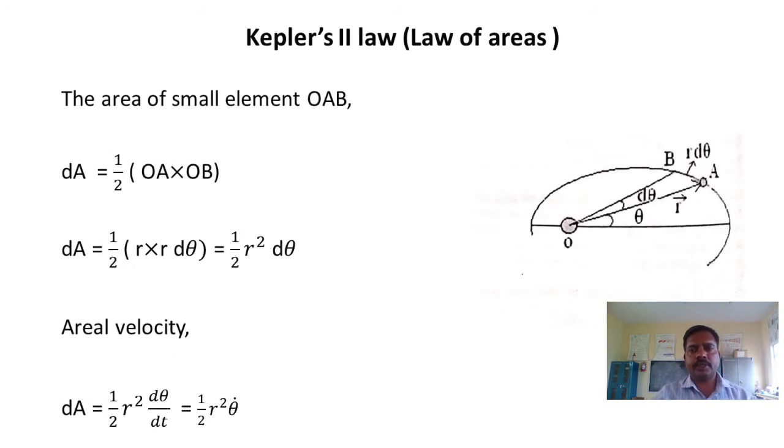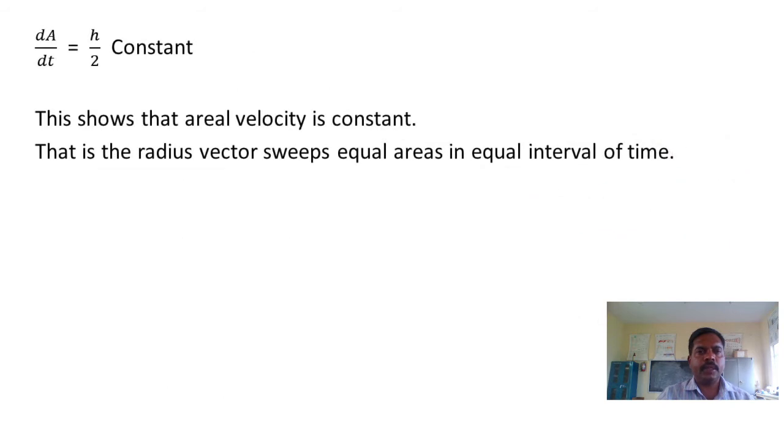Kepler's second law. Considering the geometry, the area of the small element OAB, dA equals half OA into OB, that is the area of a triangle. dA equals half r into r d theta, that equals half r square d theta. The areal velocity dA by dt equals half r square d theta by dt, that equals half r square theta dot. dA by dt equals h by 2, that is a constant. This shows that the areal velocity is constant.